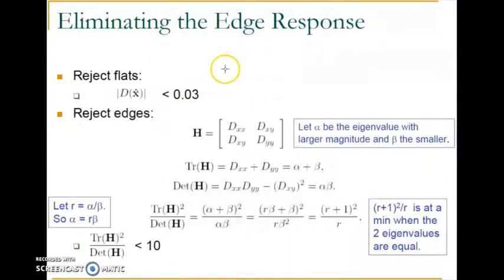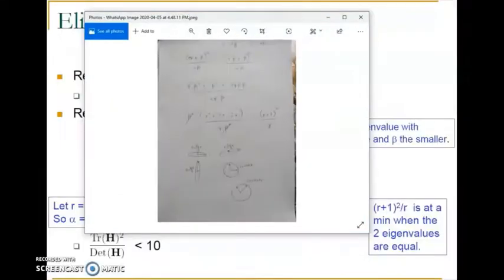Now, the first case was the flat regions. So if the derivative magnitudes are very small, we know that the regions are flat. This is quite simple. The second thing is when we have edges, at least one eigenvalue is supposed to be large as compared to the other eigenvalue. So this is how the edge responses look. In this case, one eigenvalue is very large and the other eigenvalue is very small.